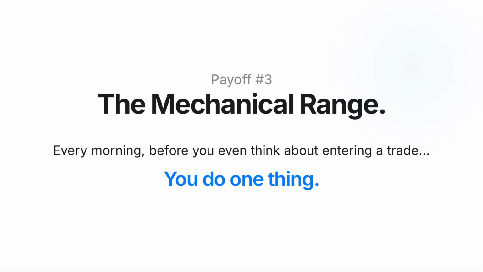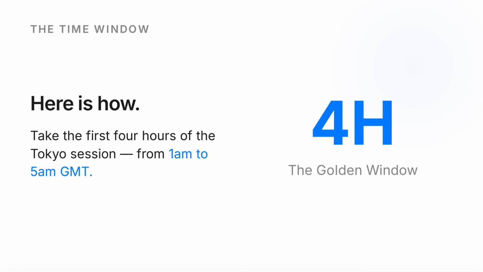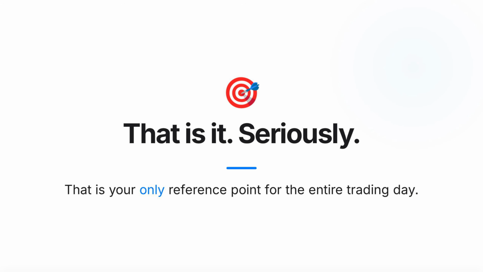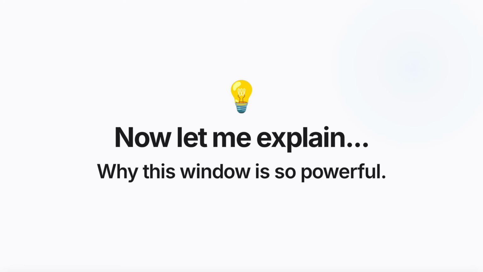Every single morning, before you even think about entering a trade, you do one thing. You mark the Asian range. Here's how. Take the first 4 hours of the Tokyo session from 1 a.m. to 5 a.m. GMT. That 4-hour window is your Asian range box. Mark the high, mark the low, draw those 2 lines on your chart. That's it. Seriously, that is your only reference point for the entire trading day. Everything outside that box, ignore it. It's noise.